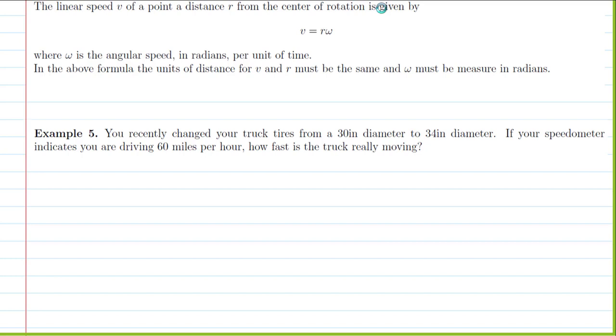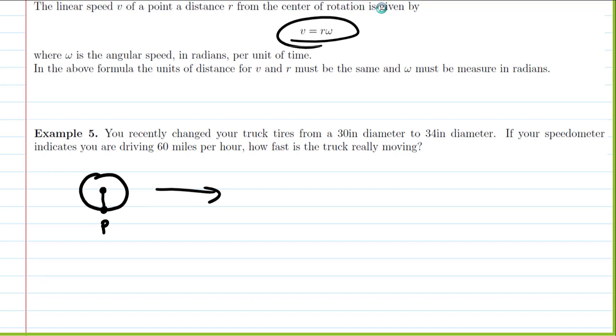If you think about what's going on here, you have a tire, and imagine you have some point P on your tire. When you drive, you want to know how fast you're going. That's a linear speed. That's how fast your car is moving in this direction. Your car doesn't measure that. Your car measures how fast your tire is rotating about its axle. That is an angular speed. So they are converting using this formula, v is equal to r omega.